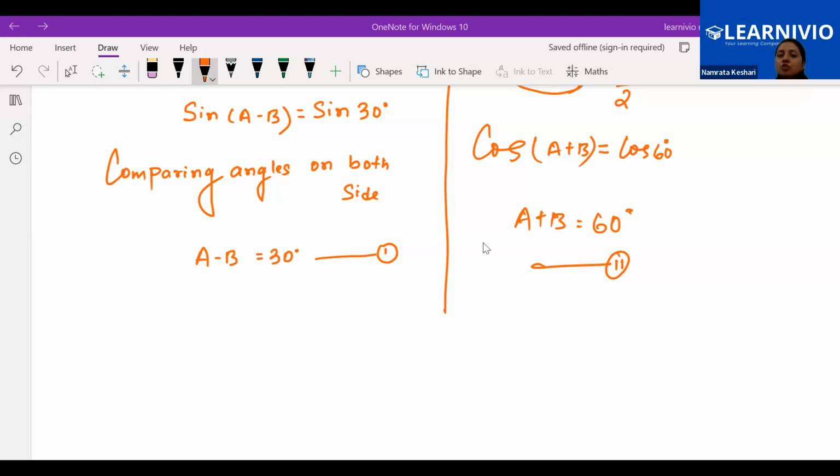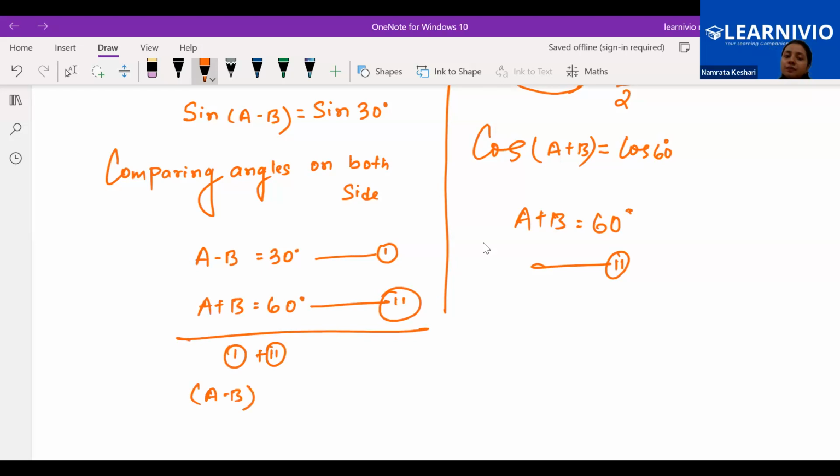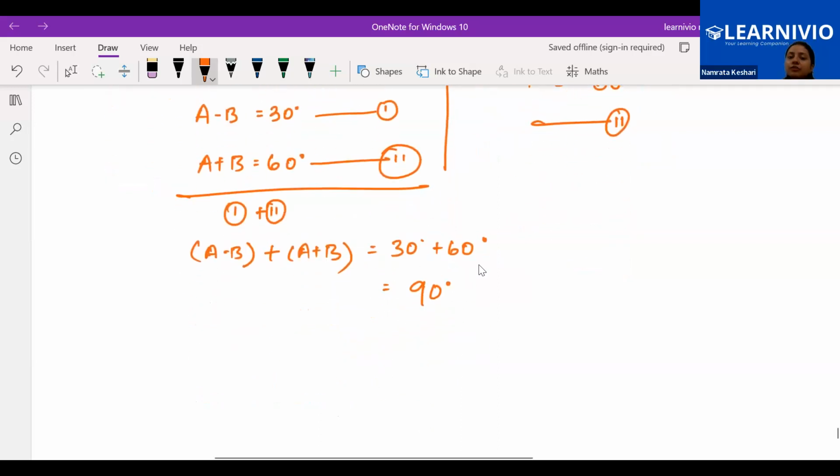We just have to solve these two linear equations in two variables. A minus B is 30 degree. A plus B is 60 degree. If we add these two equations, what are we going to have? A minus B plus A plus B is equal to 30 degree plus 60 degree. It is basic calculation, the way you were solving equations previously. When you open the bracket, the B terms will cancel each other.